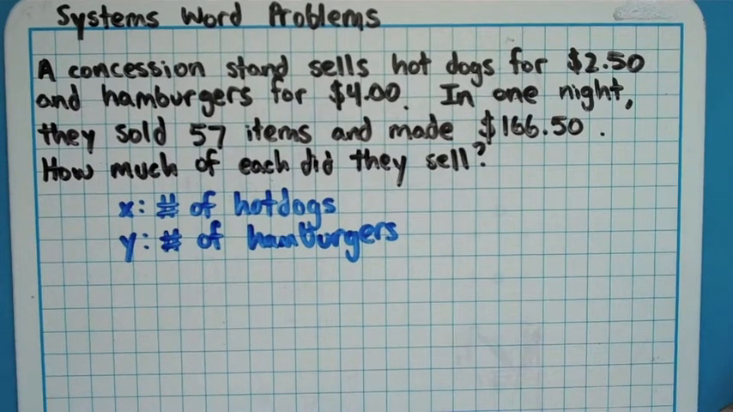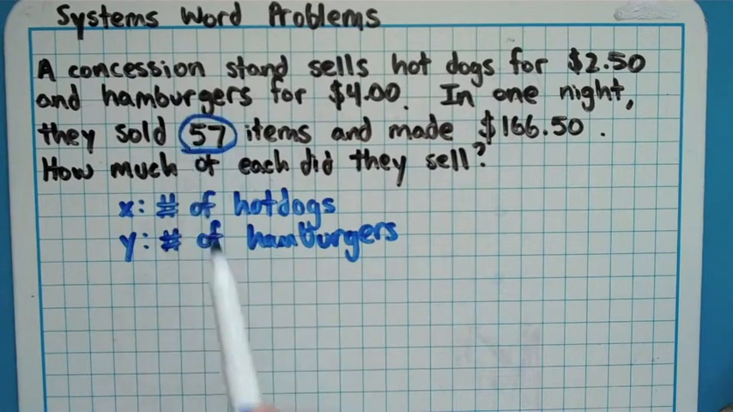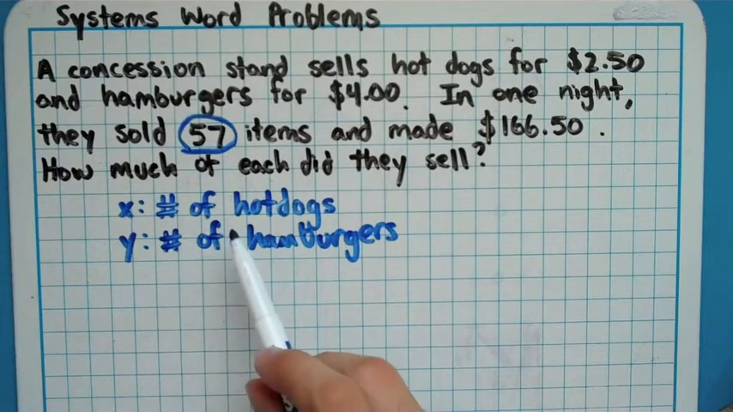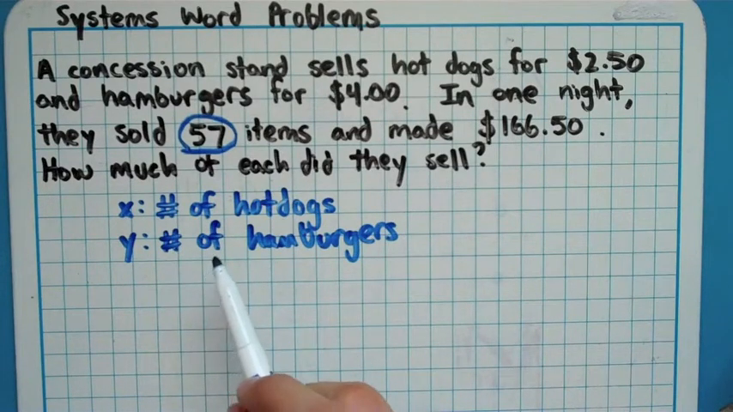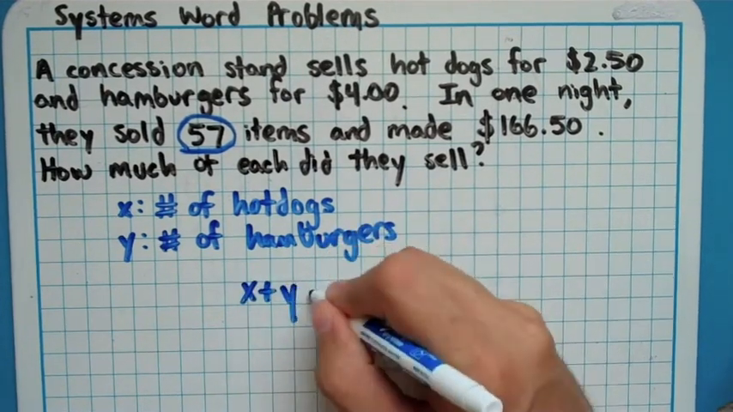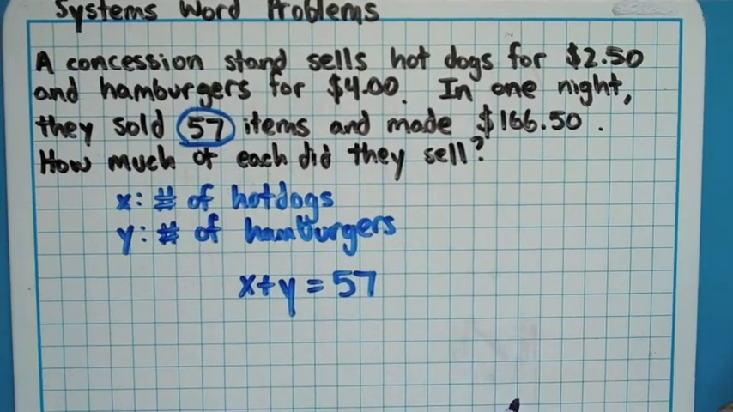So we need to take the information in our problem and turn it into two equations based on what it says. The first thing that I noticed in the problem here that I might put into an equation is that they sold 57 items altogether. So 57 items were sold. X is how many hot dogs, Y is how many hamburgers. If you add up the number of hot dogs and the number of hamburgers, you're going to get 57, because that's how many items they sold. So my first equation here is going to be x plus y equals 57.